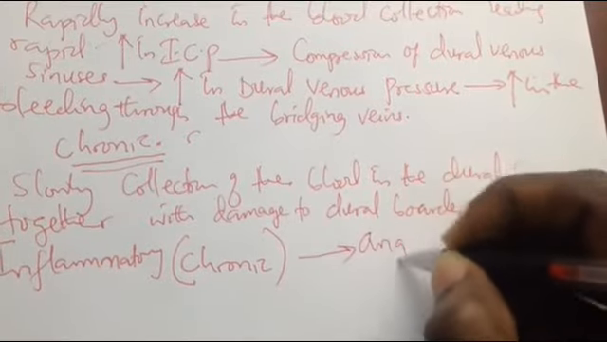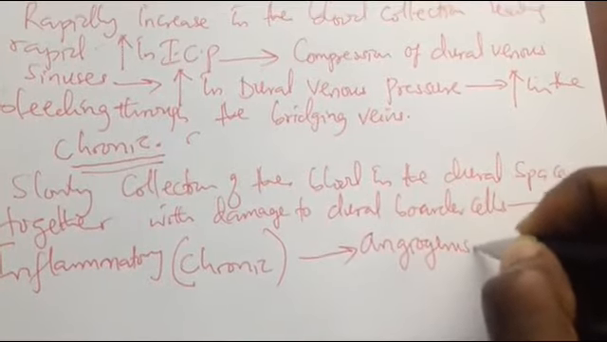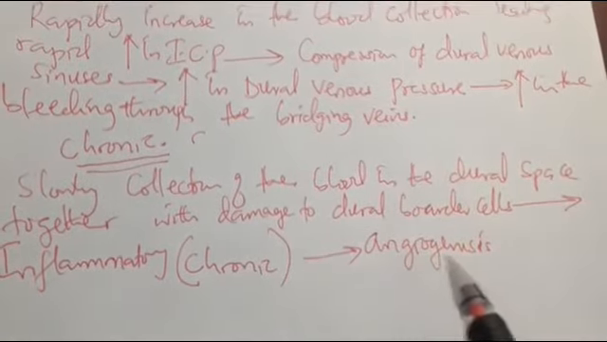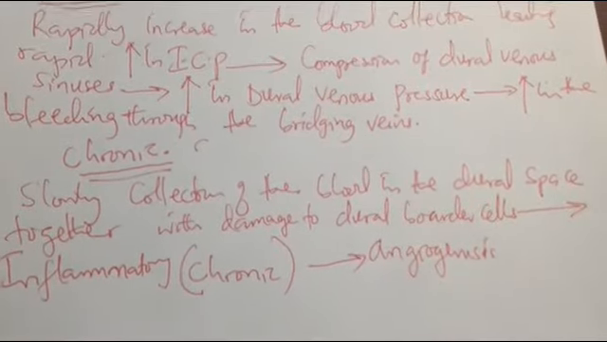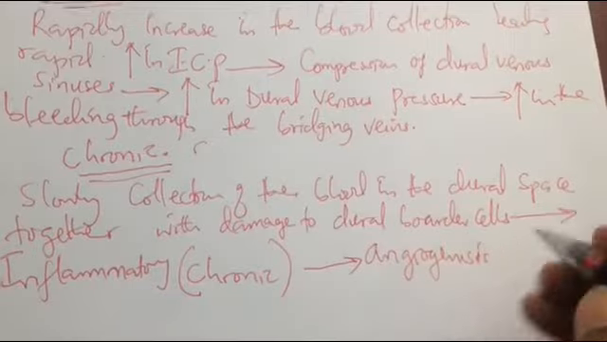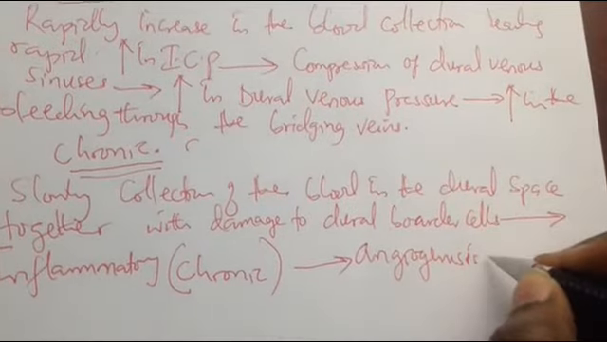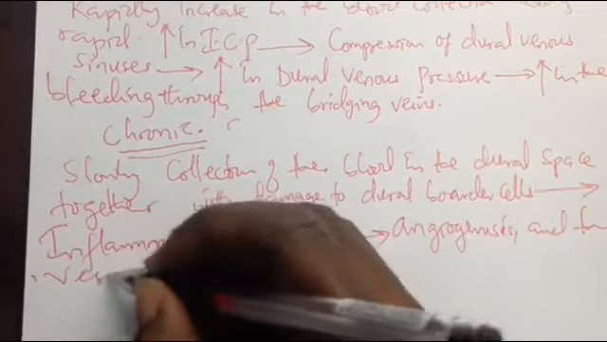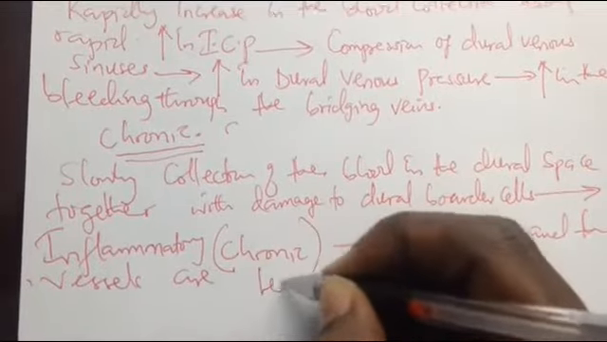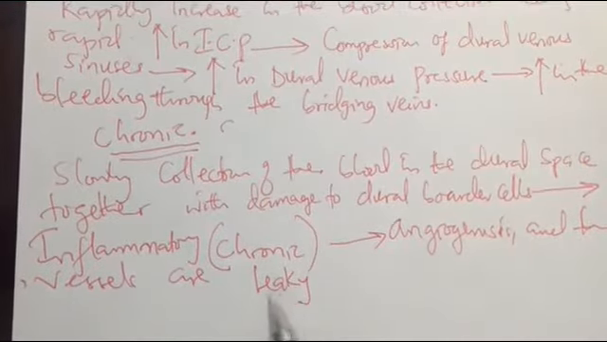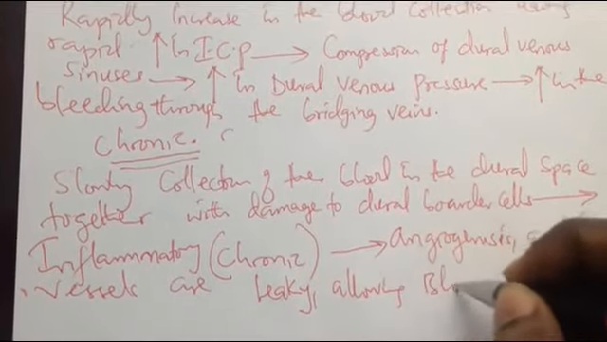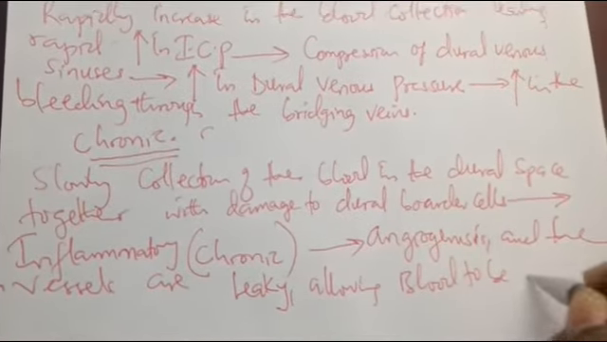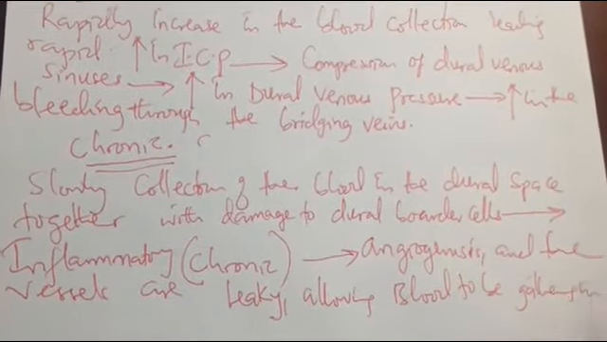that is angiogenesis, because this is physiological. In any chronic inflammation, there is going to be formation of new blood vessels, that is angiogenesis, and then fibrosis, right? So due to this angiogenesis, that is new blood vessels, the blood vessels are leaky, right? So since they are leaky, they allow blood to gather in the space.